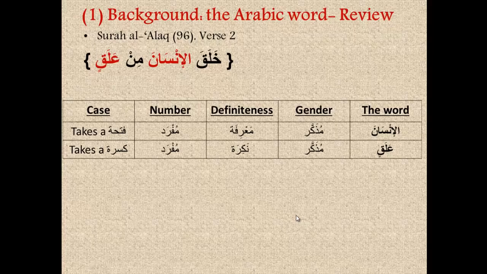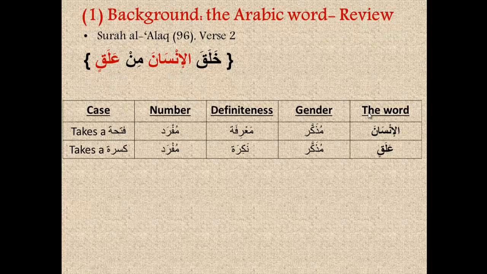Okay, at this point, we are going to review the four different qualities of asma that we have discussed just a moment ago, namely gender, definiteness, number, and case. So let's look at a very short verse from the Quran. In verse number 2 of Surah Al-Alaq, Allah says, خَلَقَ الْإِنسَانَ مِنْ عَلَقٍ. Let's focus on the two asma that we have, al-insana and alaqin.